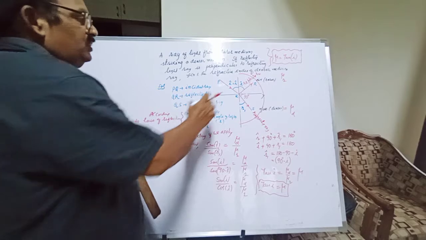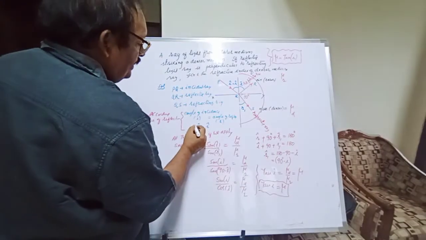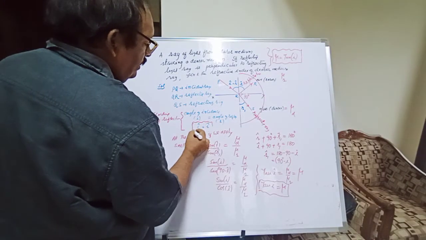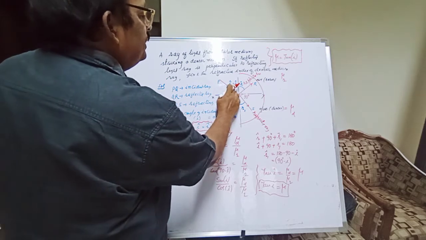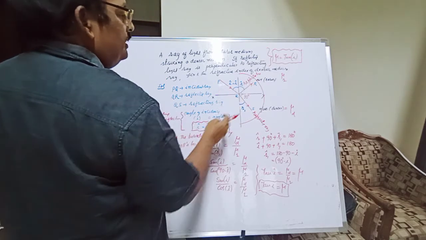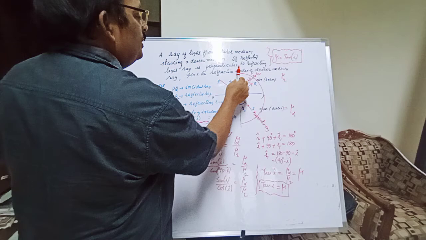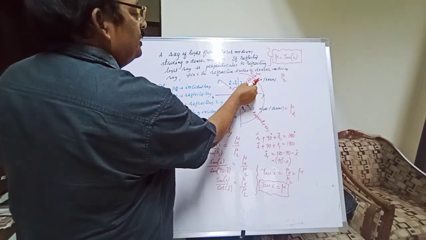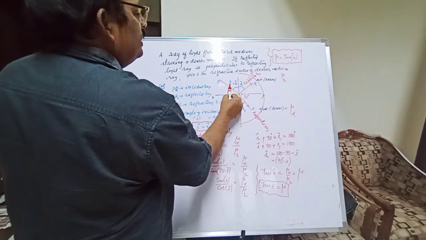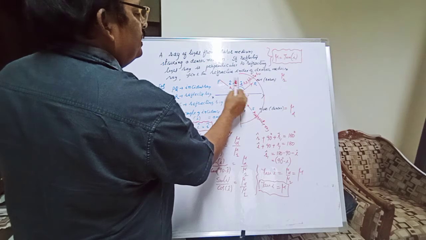In laws of reflection, we can write angle of incidence is equal to what? Angle of reflection. Angle of incidence is equal to angle of reflection. So the angle between incident ray and the normal is called angle of incidence. Angle between reflected ray and normal is called angle of reflection. So these two are equal.